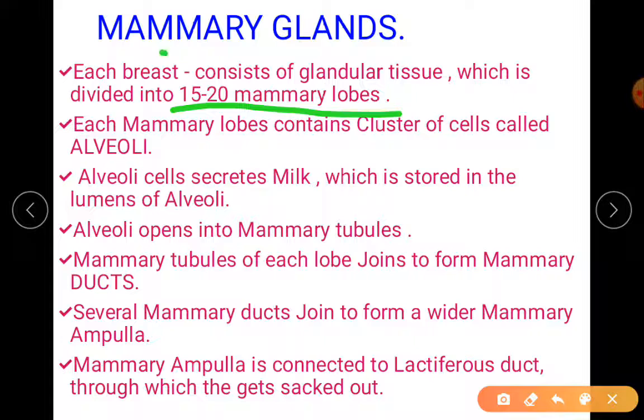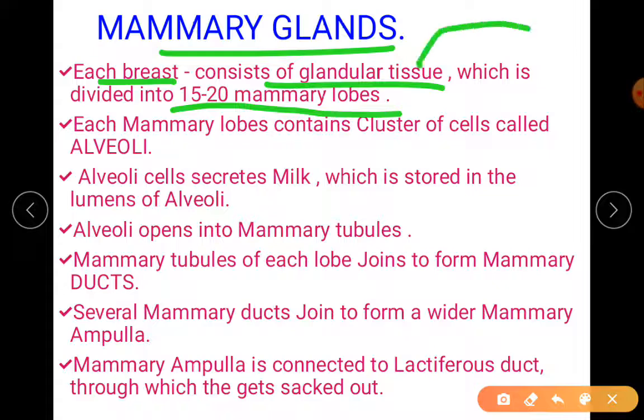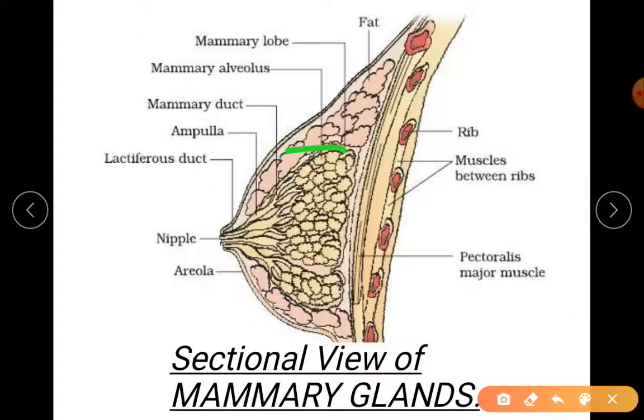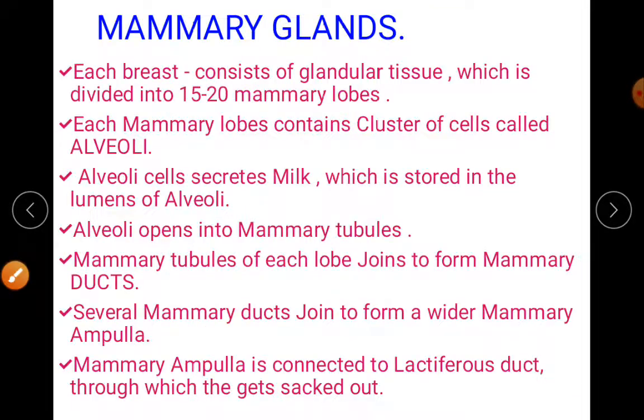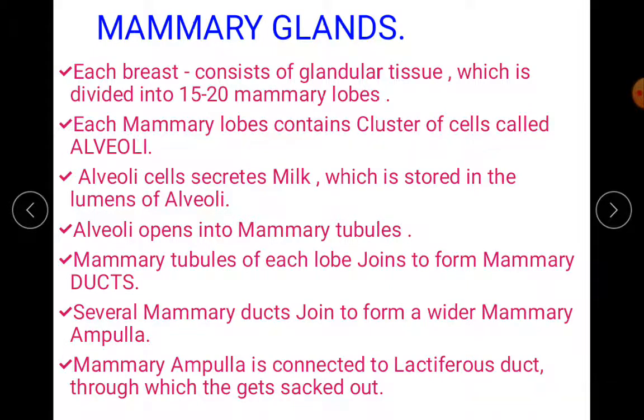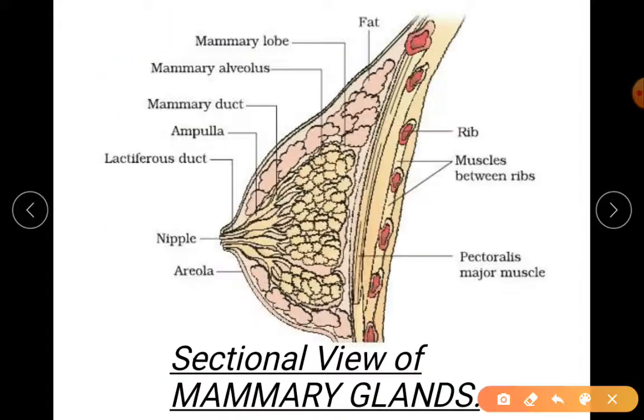So we are talking about the mammary gland, also called breast, which consists of the glandular tissue. This glandular tissue can be divided into 15 to 20 mammary lobes. Is it just one? No, this whole glandular tissue is divided into 15 to 20 mammary lobes. Each mammary lobe contains a cluster of cells called alveoli. I hope it is understood. Each is an alveolus, one. Many in one lobe, called a cluster of cells called alveoli.